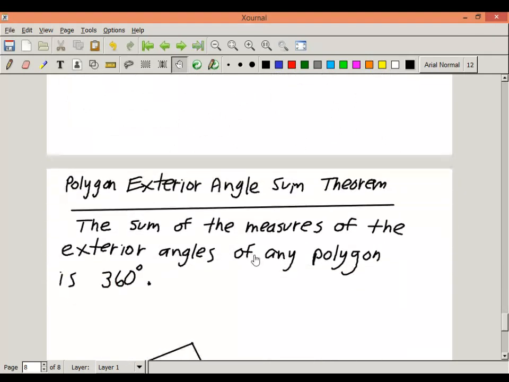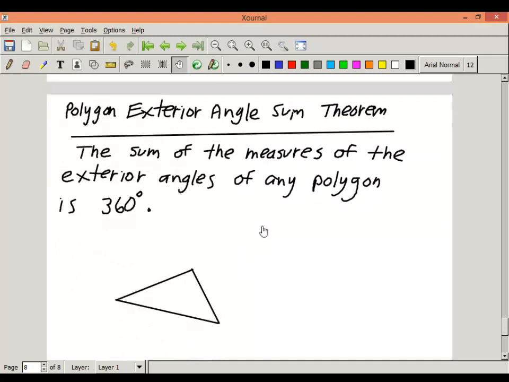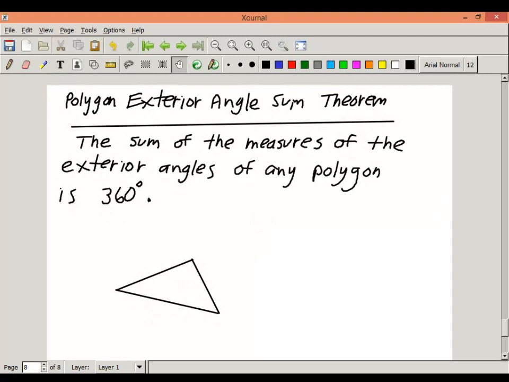And the last theorem we have for our notes today is the polygon exterior angle sum theorem. So we had exterior angles earlier in the year when we talked about the exterior angle theorem for a triangle. You get an exterior angle when you extend one side of the triangle. So let's say I extend this side of the triangle, and I've formed an exterior angle with the adjacent side. Let's say I measured that and I got 81 degrees.